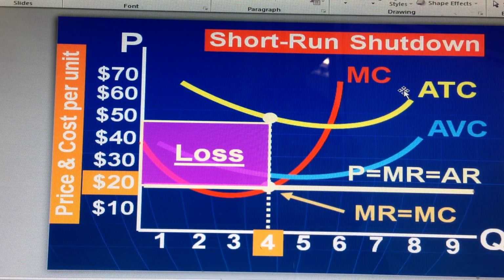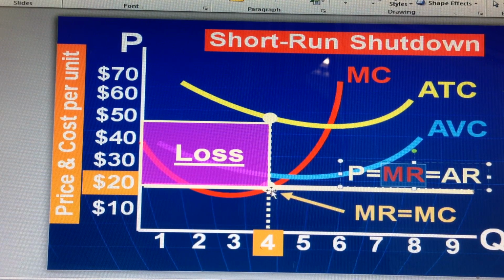Okay. Now, what happens at shutdown? This is a situation where the company will shut down. Look at ATC, AVC, and the MC. MC will cut through the minimum point. Where should you produce? You should produce where MR equals to MC. MR equals to MC is at this point. This is the MC, this is MR, so this is the point. Profit maximization rule means you should produce 4.